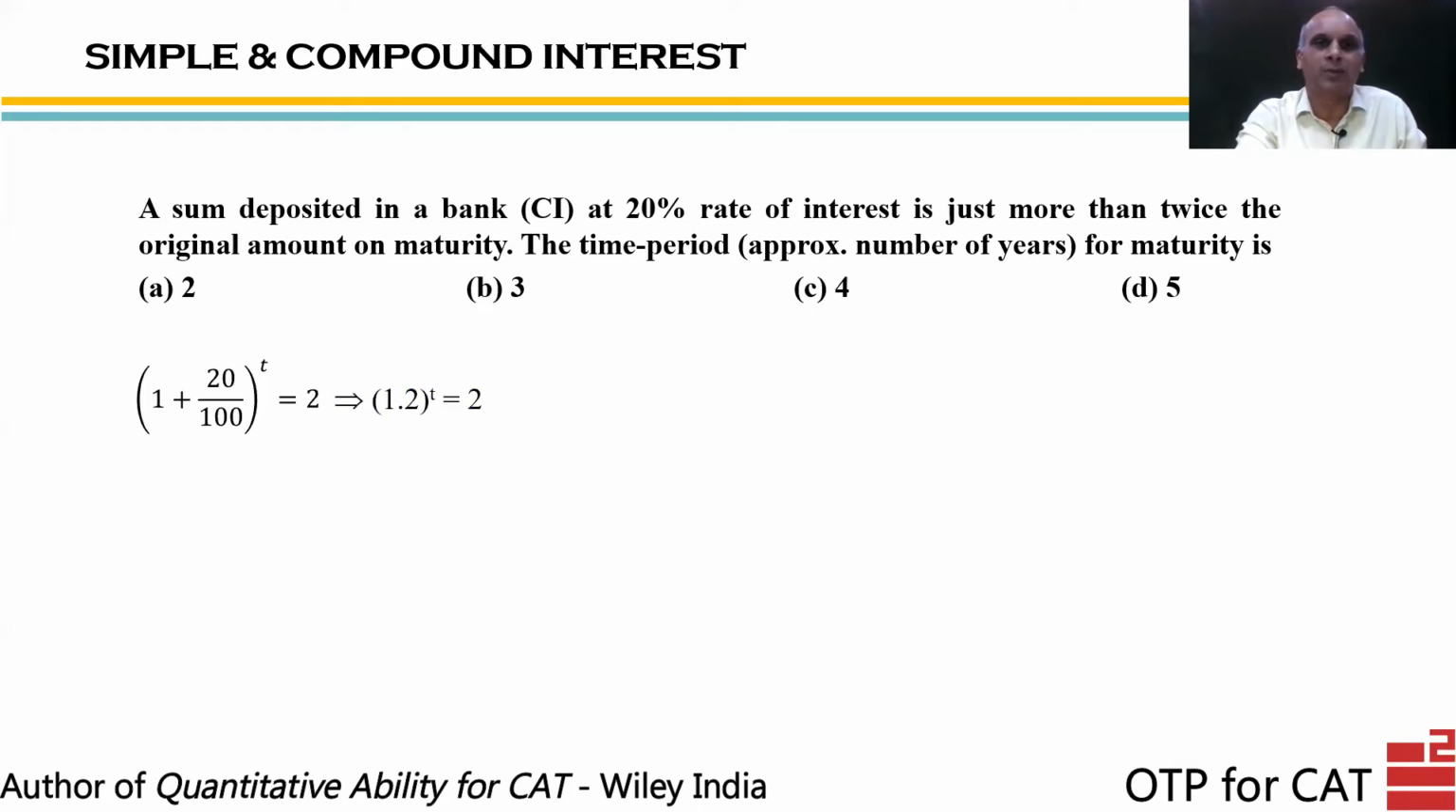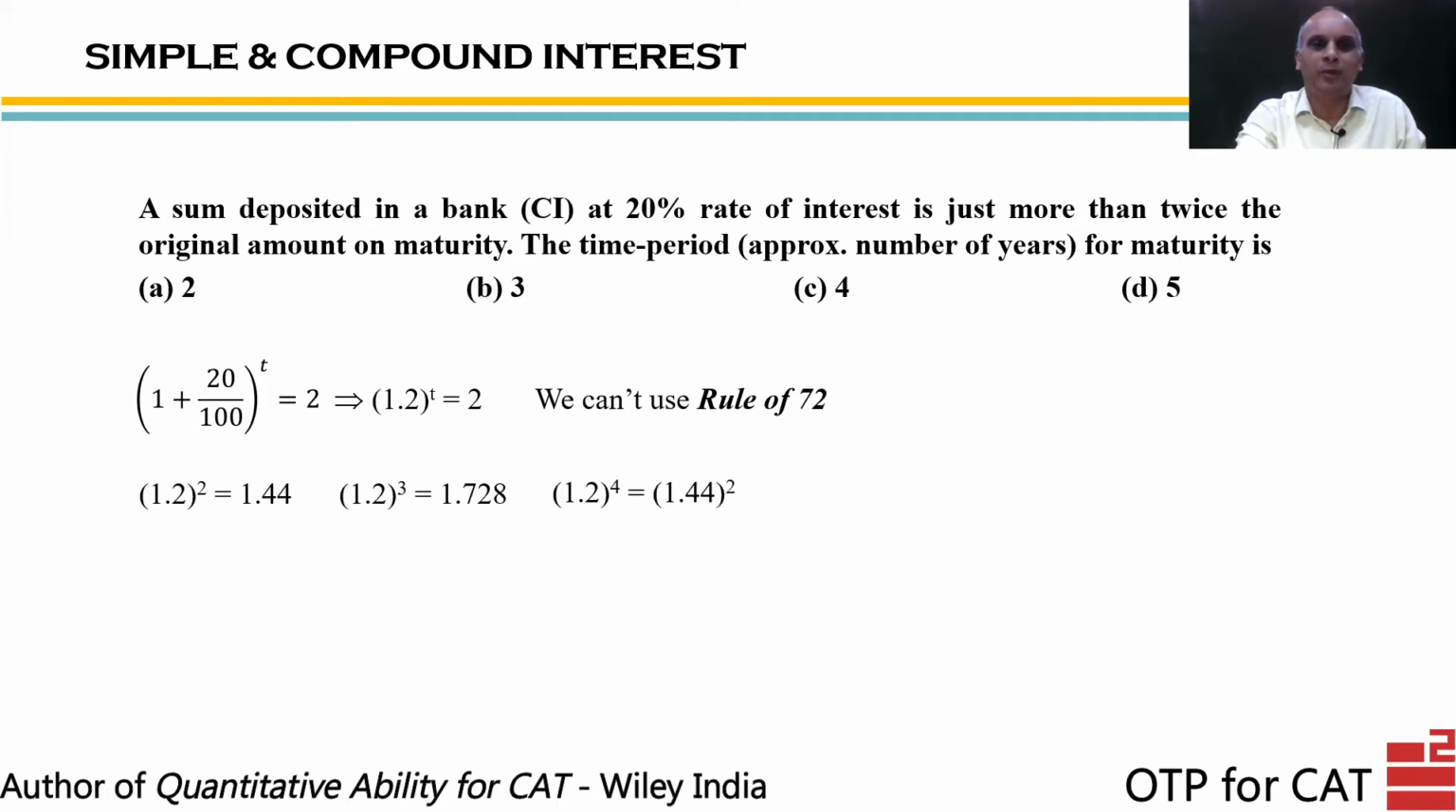We have 1.2 to the power t equals 2. Now at this stage, instead of using logarithms, I would suggest you better use the options. So if option A is used, t is 2 years, we see by basic calculations that 1.2 square is 1.44. It is nowhere close to twice. And if we do the cube of that, we get 1.728, which is also nowhere close to twice.